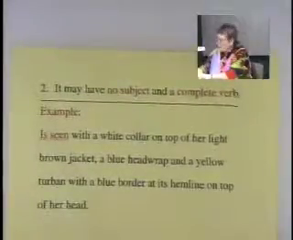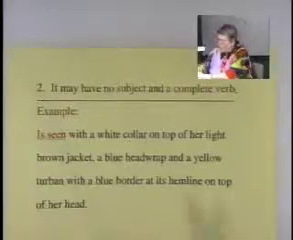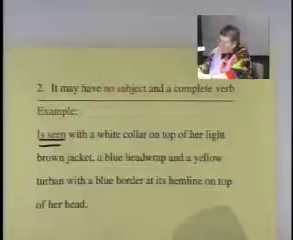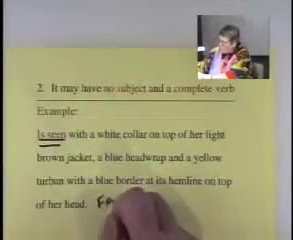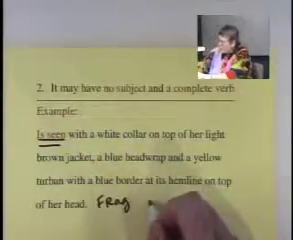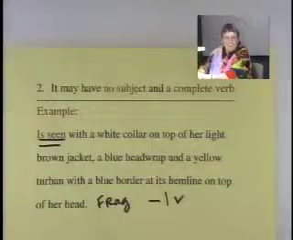Is seen with a white collar on top of her light brown jacket, a blue head wrap, and a yellow turban with a blue border at its hemline on top of her head. Well, you can see because it's marked that is seen is a verb. Unfortunately, there isn't any subject. So this is going to be a frag as well, fragment. And this time it looks like this. No subject, but potentially a complete verb.